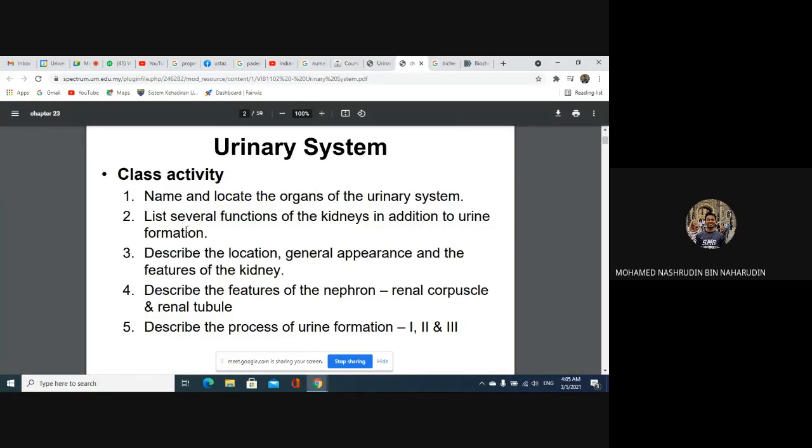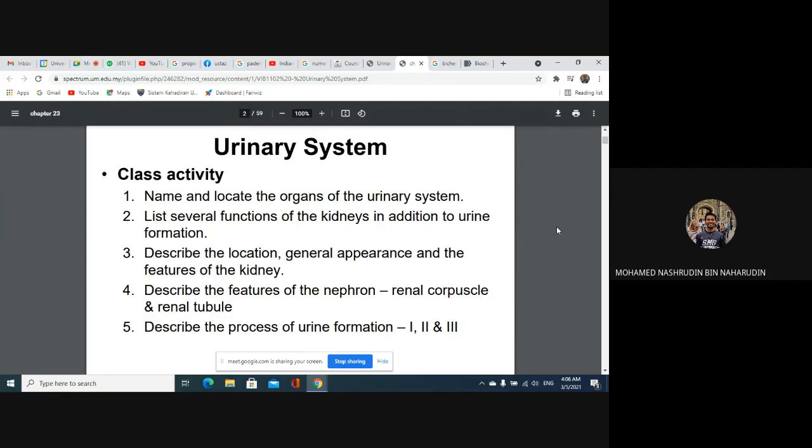And in the link as well, try to list several functions of the kidney in addition to urine formation. You must also be able to describe the location, general appearance, and the features of the kidney, and describe the features of the nephron. Okay, you can learn what a nephron is and what the features of a nephron, renal corpuscle, and renal tubule are.